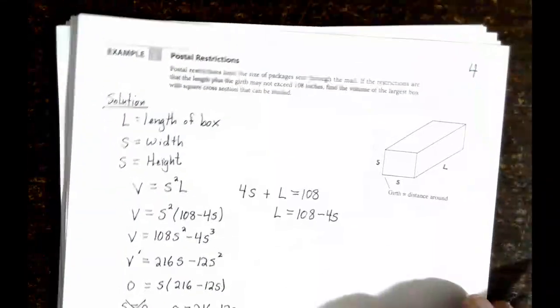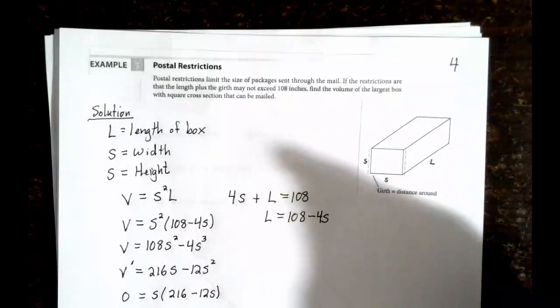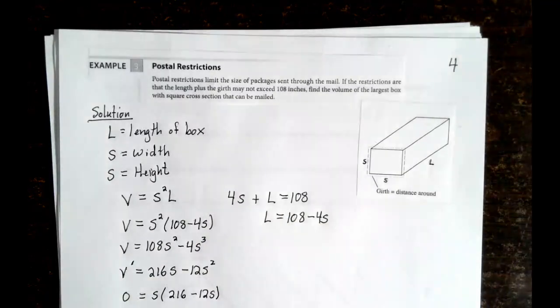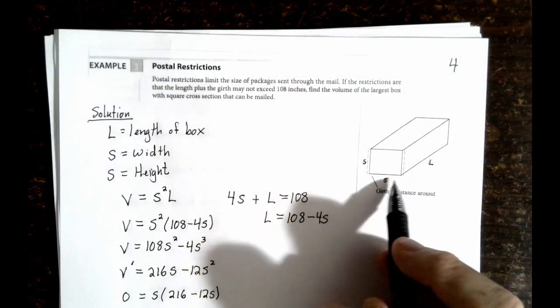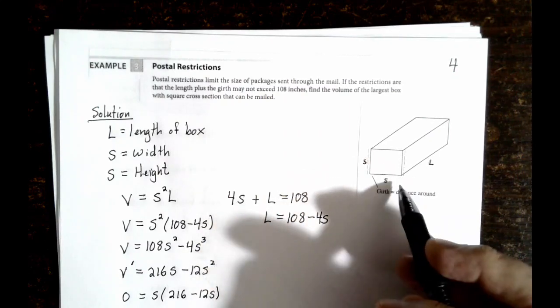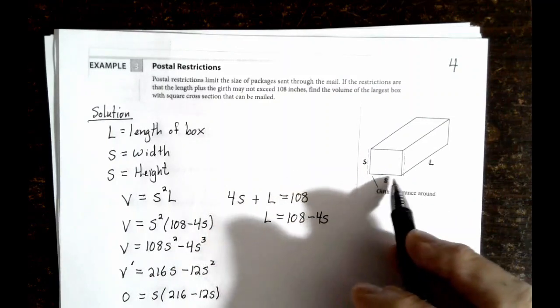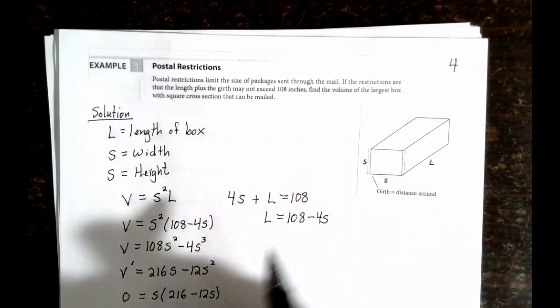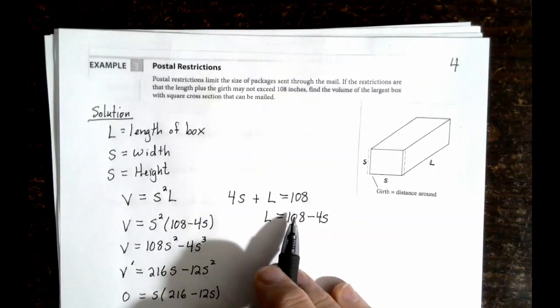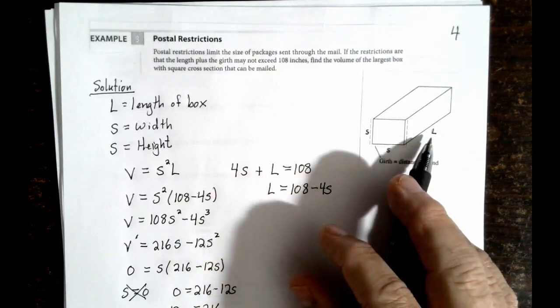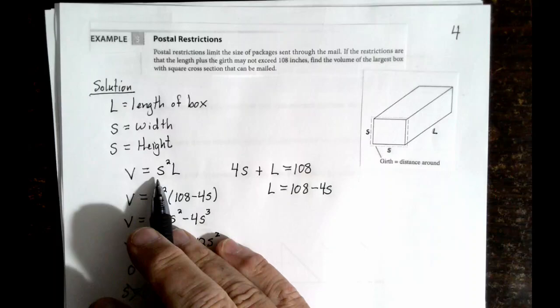Number 3, postal restrictions. When you send something by post, they have a thing which they call the length plus the girth must not exceed 108 inches. Now the girth is simply all the way around the object, and then the length is obviously the other dimension. And when you add up these 4 sides along with this length as well, that cannot go any greater than 108.